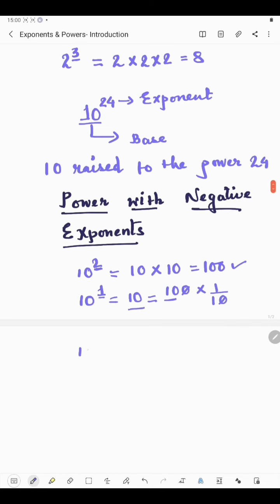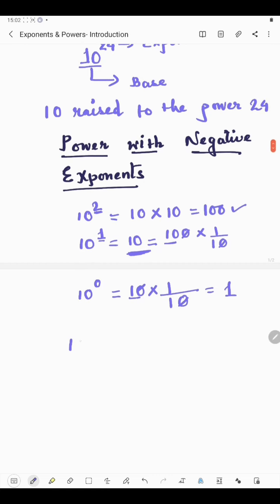Now again, suppose the exponent decreases from 2 to 1, and from 1 it becomes 0. So what will be the value of 10 to the power 0? We know that when the exponent decreases, the value becomes 1/10 of the previous value. Now the previous value was 10, so 1/10 of 10 is 10 by 10, and cancelling, we get 1. So the value of 10 to the power 0 is 1.